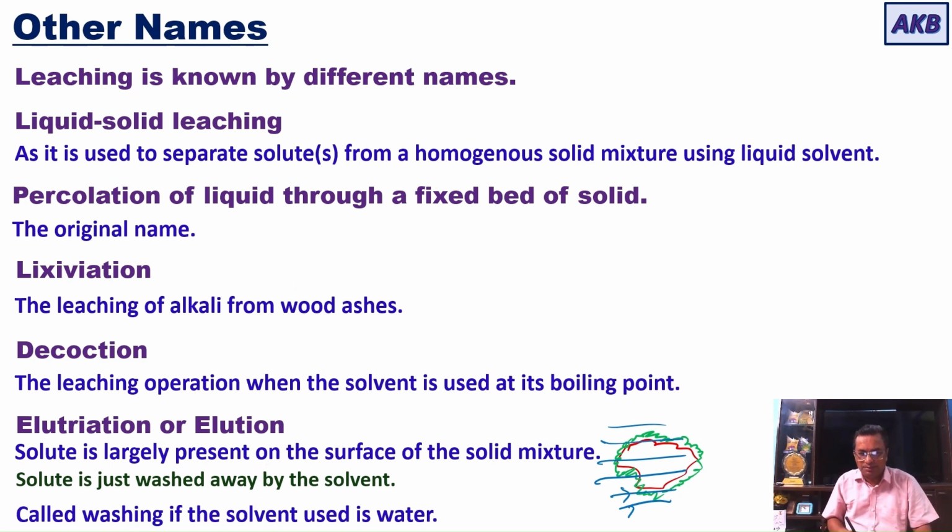So these are a few other names for leaching. You have liquid solid leaching, because it involves contact of liquid and solid phases. The original name of leaching was percolation of liquid through a fixed bed of solids. For the leaching of alkali from wood ashes, the operation is called lixiviation. If in the leaching operation you are using solvent at its boiling point, that operation is called decoction. If the solute is largely present on the surface and is simply washed away by the solvent, that operation is called elutriation or elution. And if you are using water as the solvent, it is simply called washing.